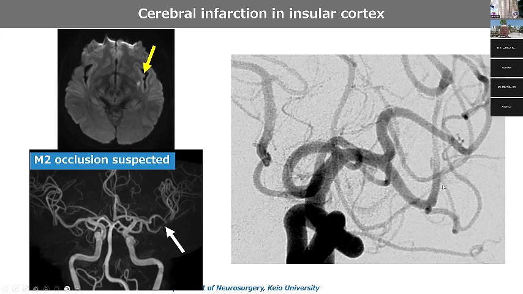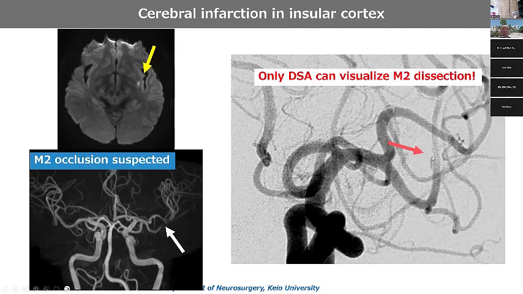But when we look in more detail, you can see the contrast media makes a little bit of stasis here. So the vessel wall of the M2 segment is dissected. So dissection of the M2 segment, the insular segment, is the diagnosis of this case. You cannot diagnose this very small dissection by CT angio or MR angio, but digital catheter angiography can reveal this pathology.